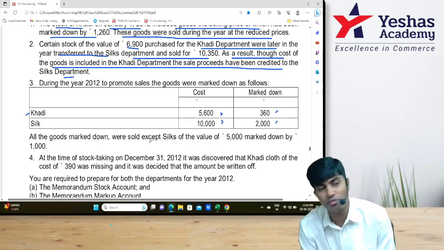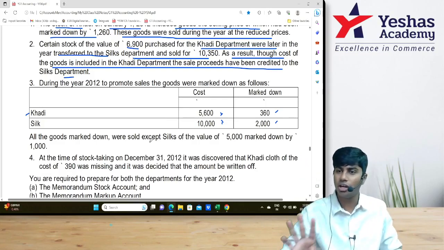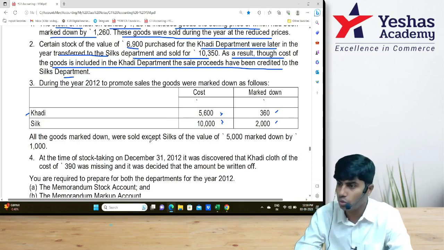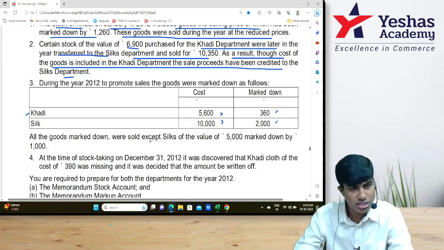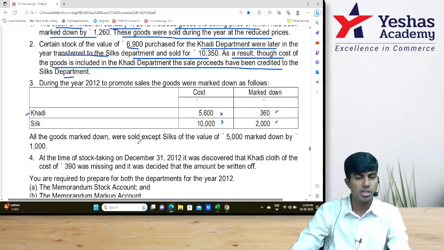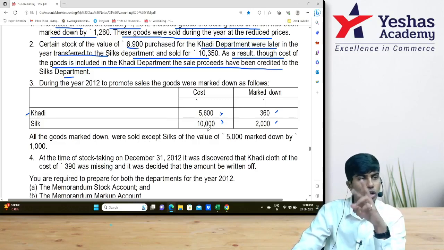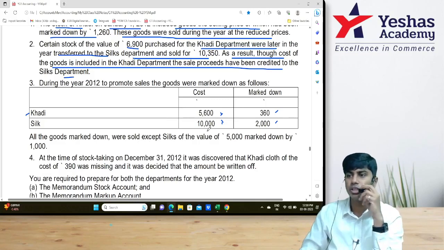Except silk of value 5,000. We'll see it when we do silk. Right now we're reading only Khadi. We're reading the question two times. First we'll finish Khadi, then we'll do silk. That's it. We don't have to worry about this part. Only in silk there is closing stock of 1,000. On that 1,000 we need to do proportionate marking down.